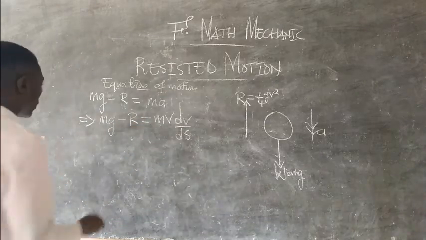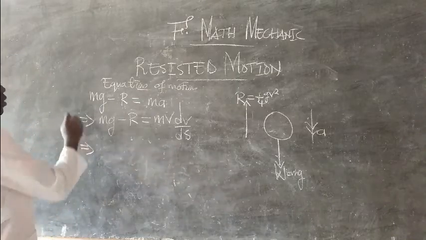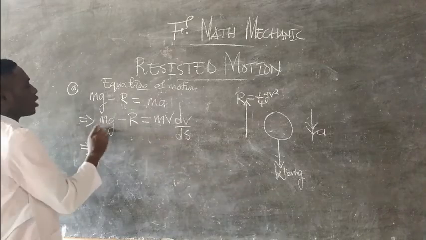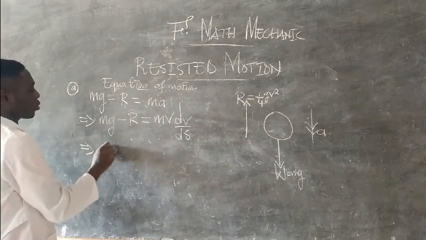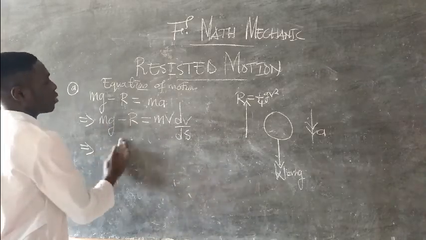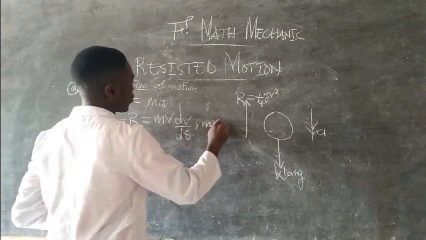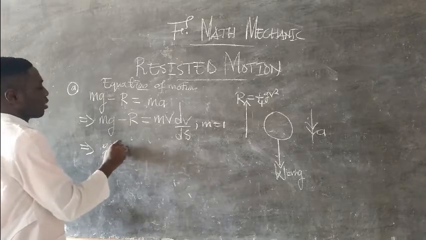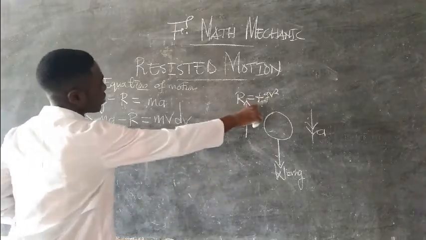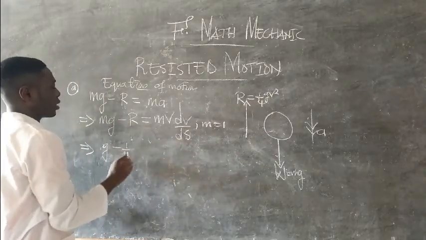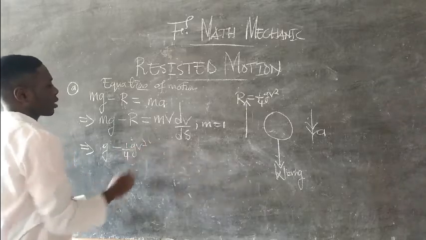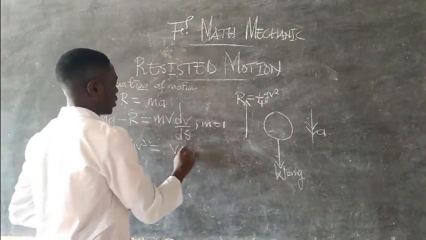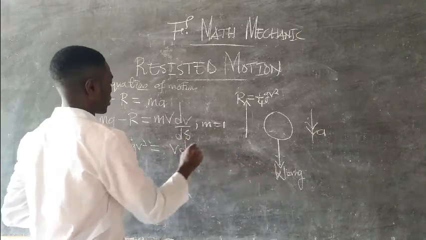Okay, now this implies that we're already solving part A. For unit mass, m equals 1, so I'm going to have g minus, remember your r is 1/4 g v squared, equal to v dv ds.